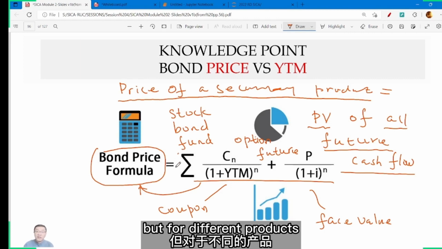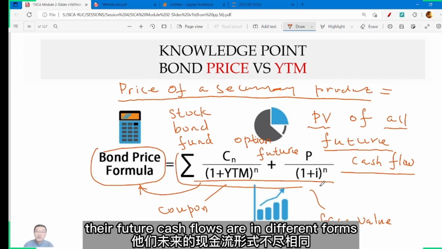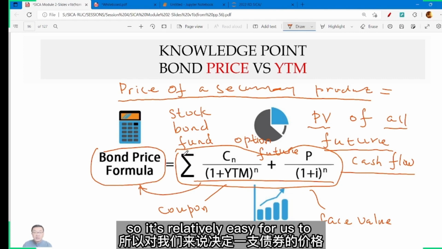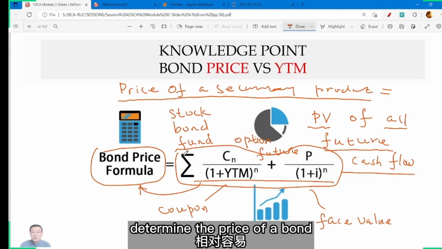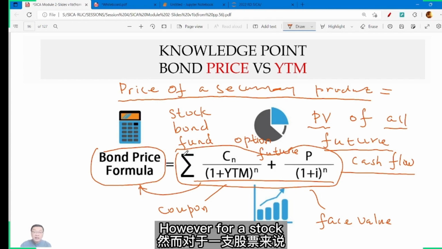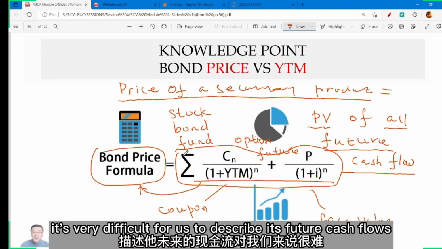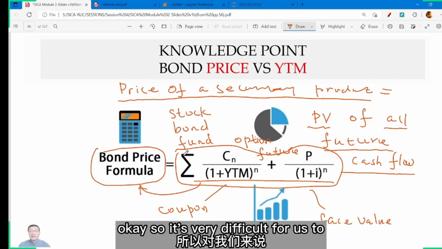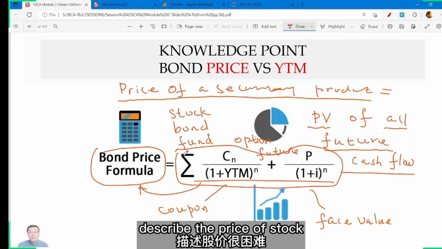But for different products, their future cash flows are in different forms. For bonds, it is quite clear, so it's relatively easy for us to determine the price of a bond. However, for a stock, it's very difficult to describe its future cash flows. We don't know the future dividends, so it's very difficult to determine the price of a stock.